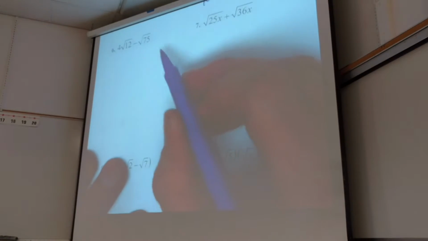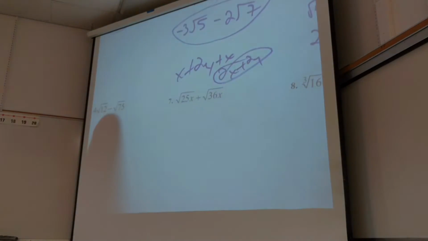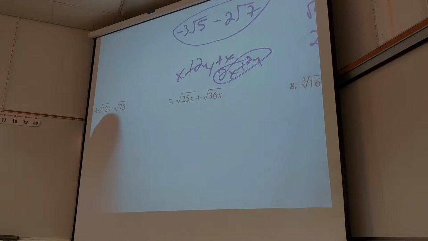Alright. So this way, 5 and 6 work the same way.